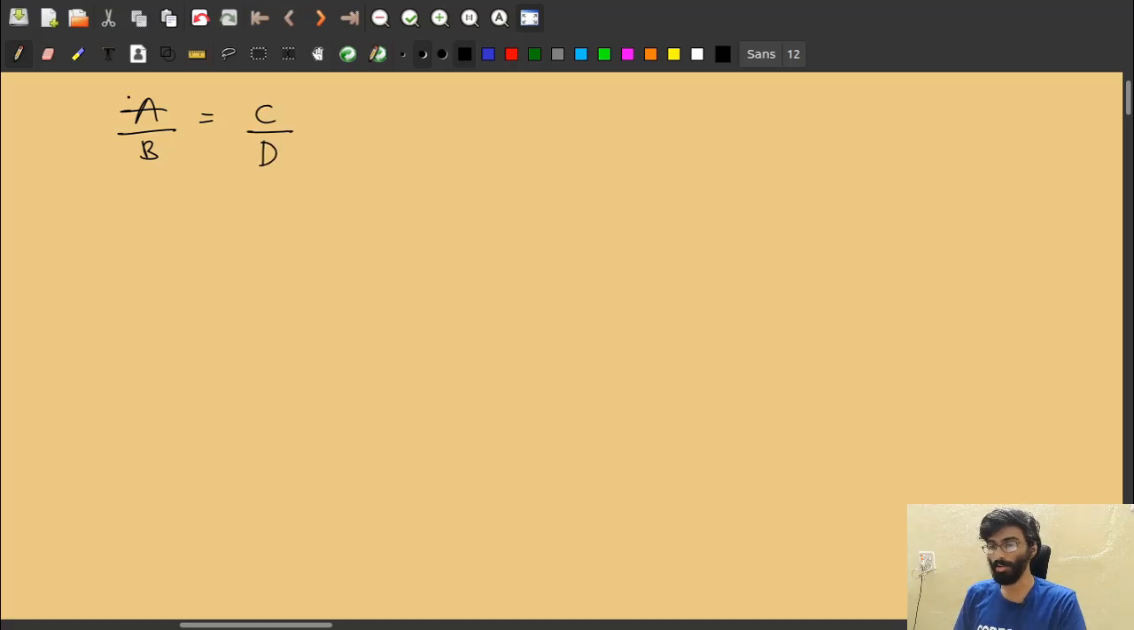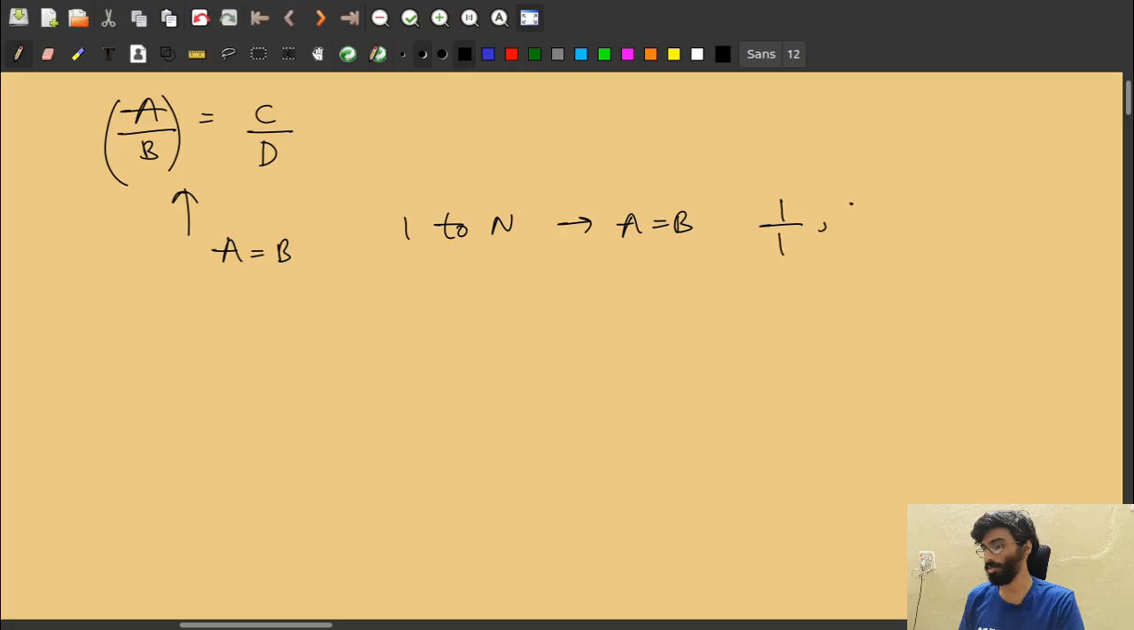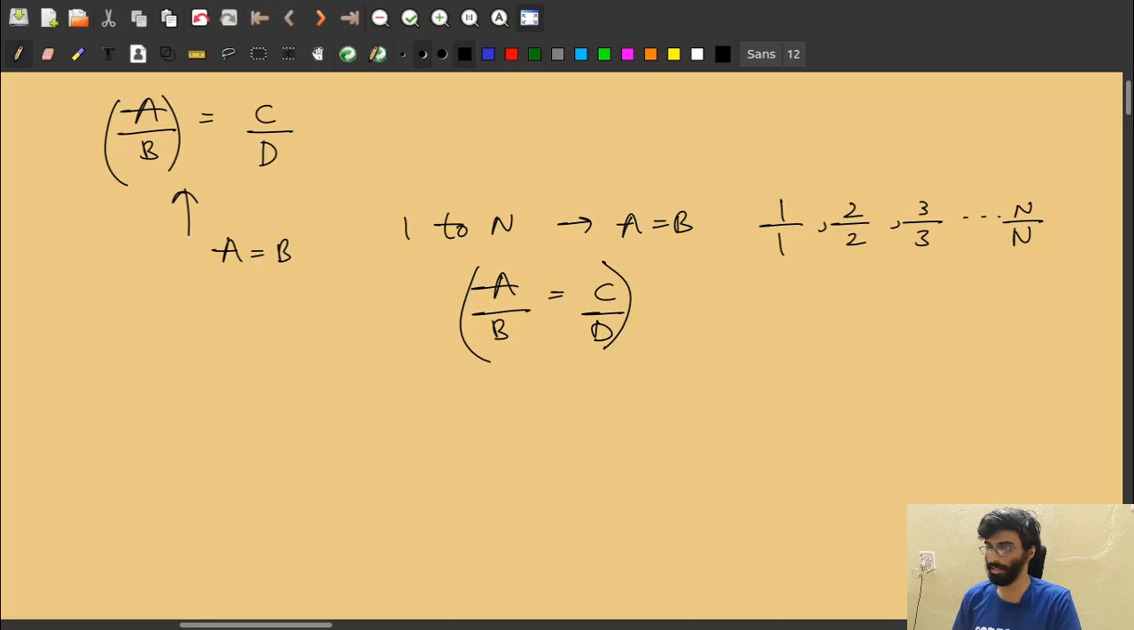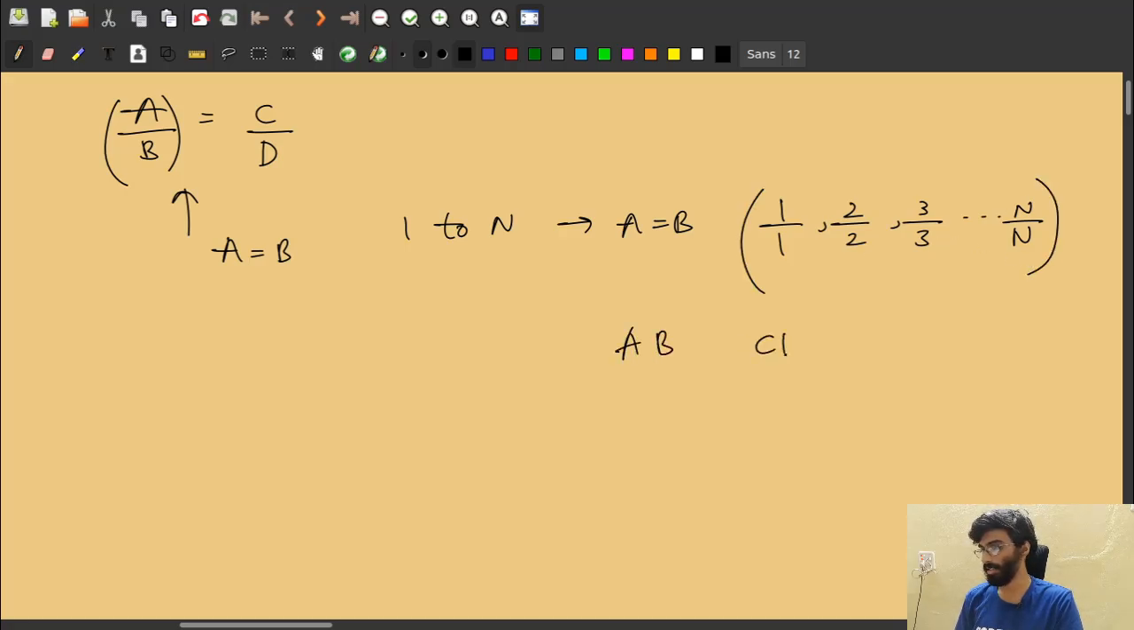Now we have to find the number of fractions where a equals b. From 1 to n, there will be n such fractions where a equals b, which are 1/1, 2/2, 3/3, and so on till n/n. So as a is b in this case, c should also equal d to maintain this equality. Hence we have to make the pairs among this group only for (a, b) and (c, d).